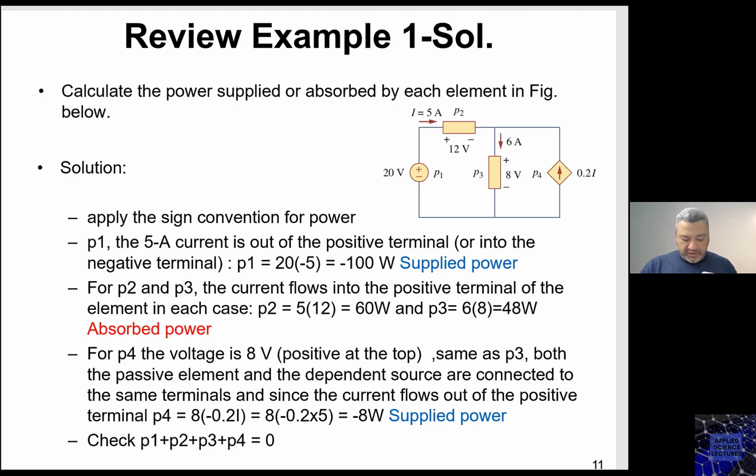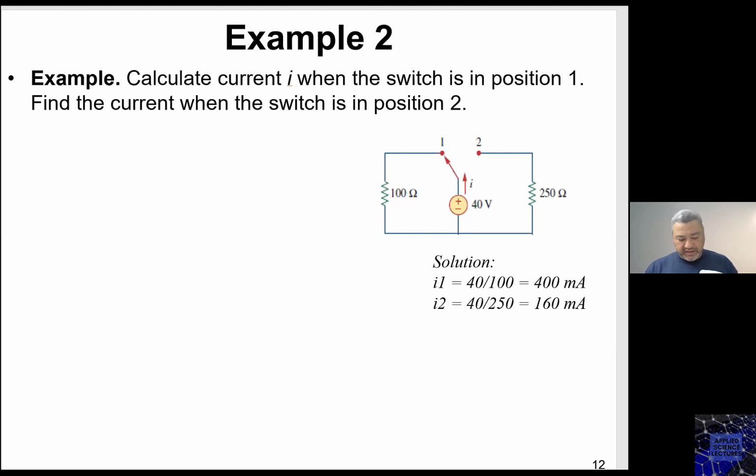Now the solution for what we have done is also included in this slide for you. Now let's go to this example. In this example, we will basically calculate the current I. It's an example for Ohm's law. We will calculate the current I when the switch is in position number 1. And we also need to calculate the current I when the switch moves to position number 2.